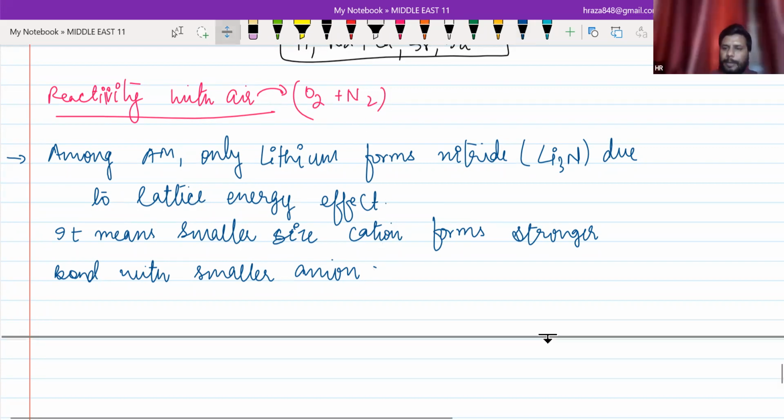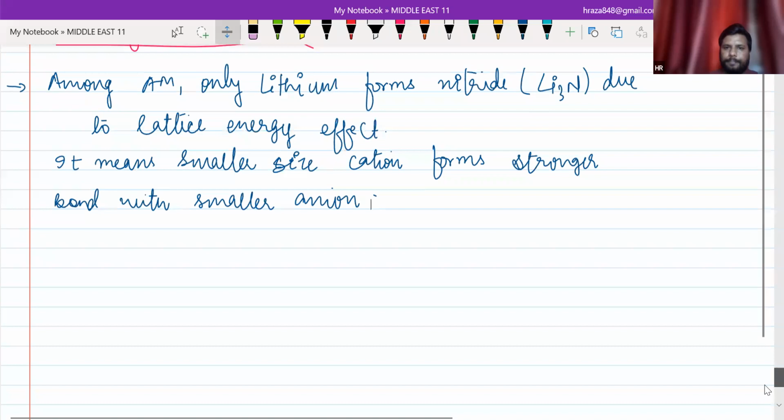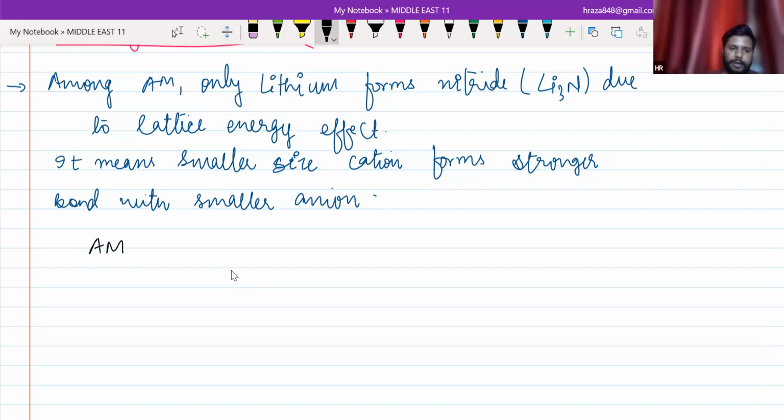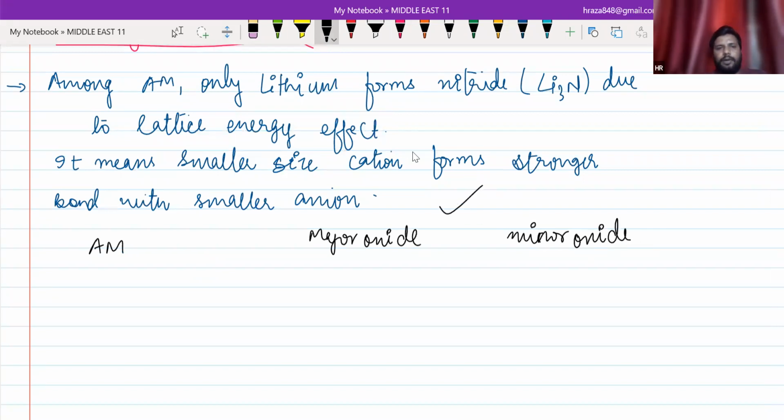Are you done with this? Just a minute. So I'm going to write a list. Alkali metals. First, we are going to talk about oxide, major oxide, and then minor oxide. Are you done with the above one? Yes, sir.